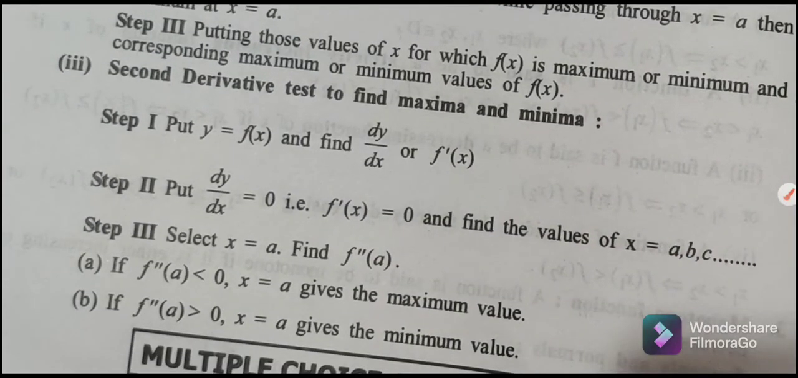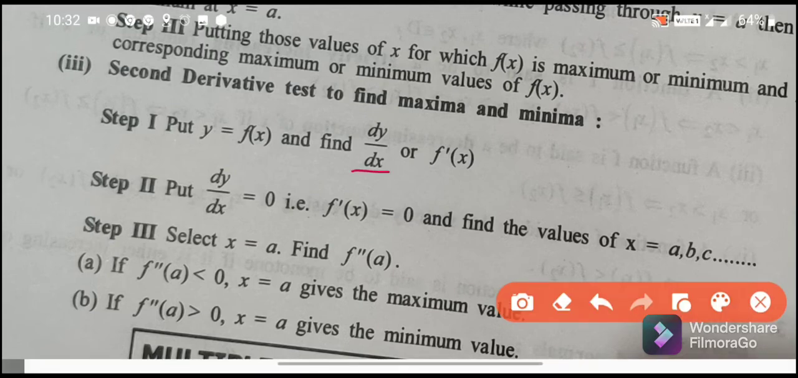Next is very important, the second derivative test. Second derivative test to find maxima and minima. Put y is equal to f(x) and find dy/dx, or f'(x). Now dy/dx is equal to 0, that is f'(x) is equal to 0, and find the values of x: a, b and c.